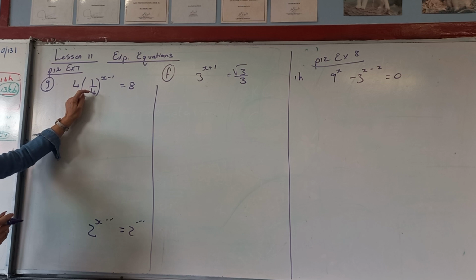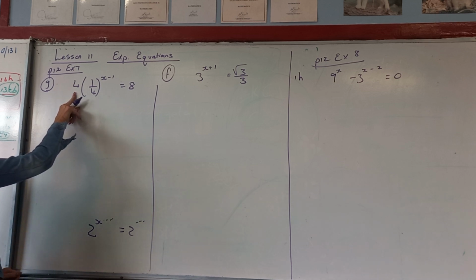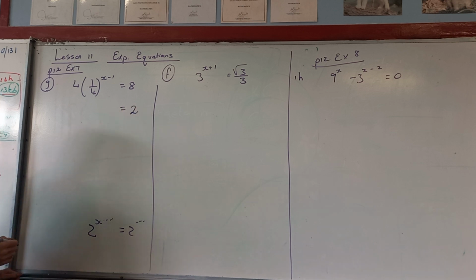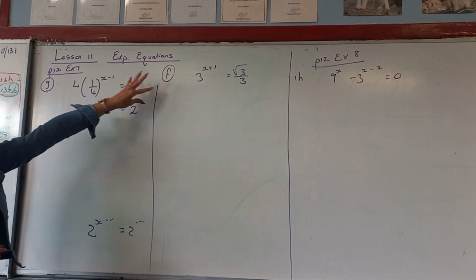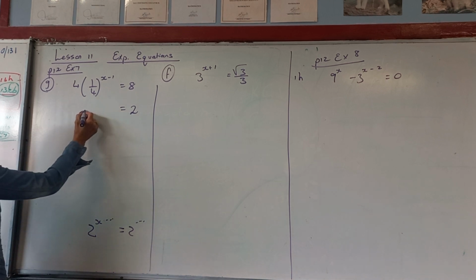Distribute the 4 into the brackets. I will hurt you. You're not allowed to times it in. Right? What can you do with the 4? Divide the other side by 4, which gives you 2. So divide by 4, divide by 4. What are you going to do with the quarter?